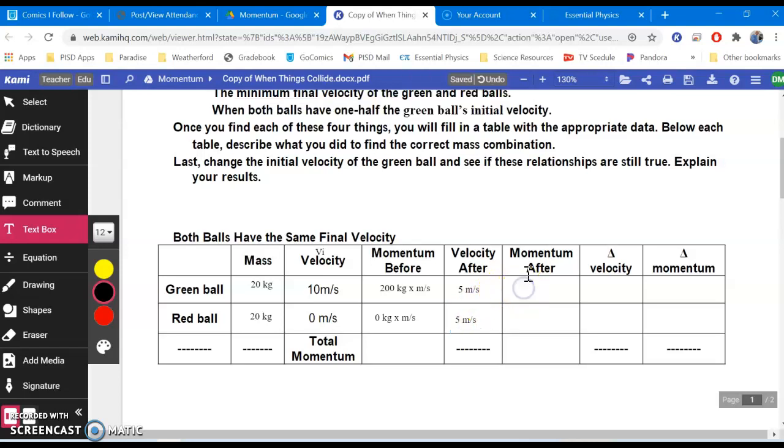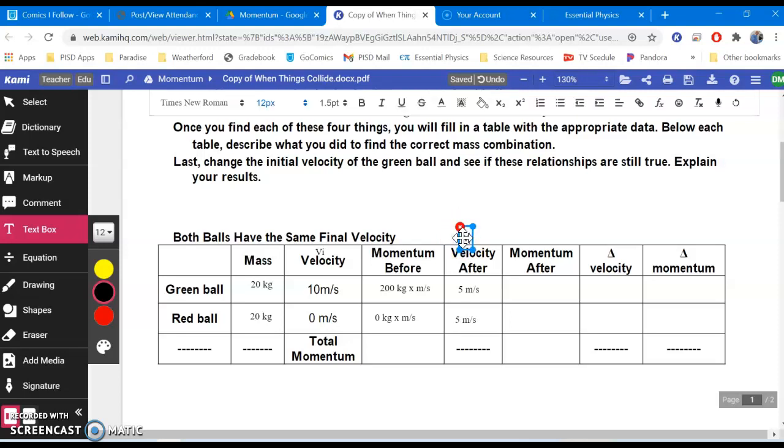Now the momentum after is going to be the mass times not the initial velocity, but now the final velocity. So this one right here would be, just for the record, VF. This is your final velocity.